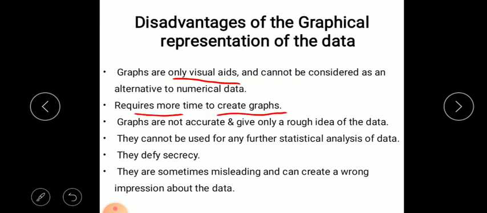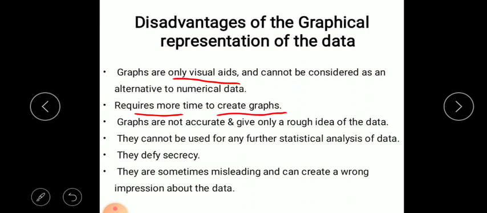The third disadvantage we are talking about is that graphs are not accurate and give only a rough idea of the data. It is connected somewhat to the first point itself, because the actual data is the numerical data that you have collected. So it only gives us this rough idea about the data, an approximate picture of what is happening, an overall aggregate of the picture.